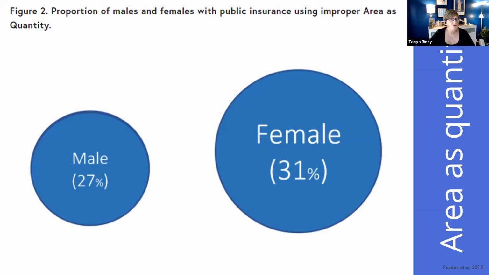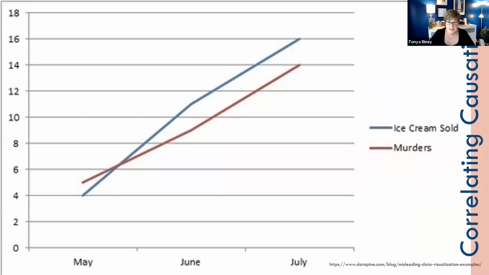So let's talk about correlation and causation. So clearly, we've got two conclusions that we're going to draw here, right? Ice cream causes murders, or people who murder eat ice cream.